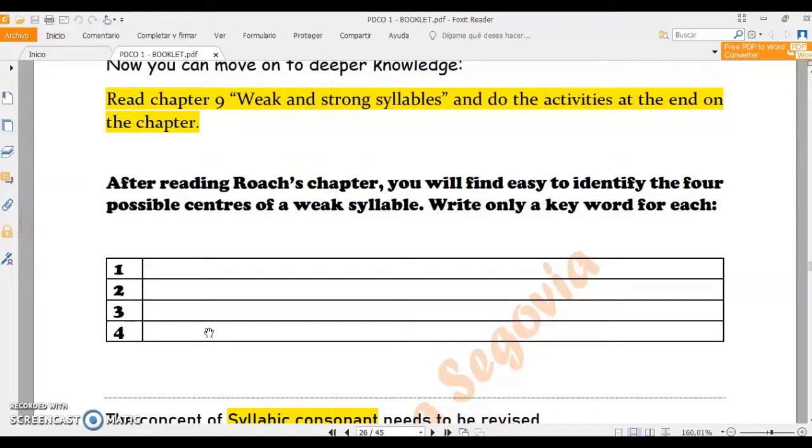I will explain this chapter next class, but you need to read it before. Because if you don't read it before, there is a problem. You don't understand, and then you cannot ask questions. And that's all. No need to do the activities that you have below, okay? So just focus on strong syllables, weak syllables, syllabic consonants. What are they? And I think that's all. You don't need to focus on anything else.